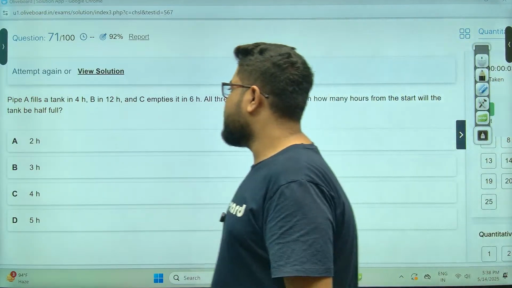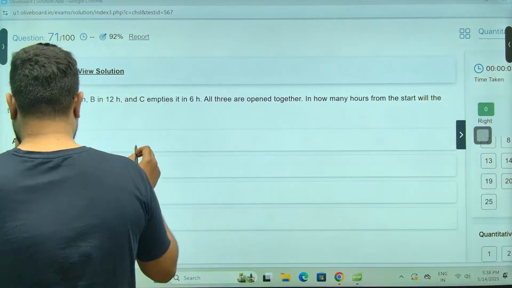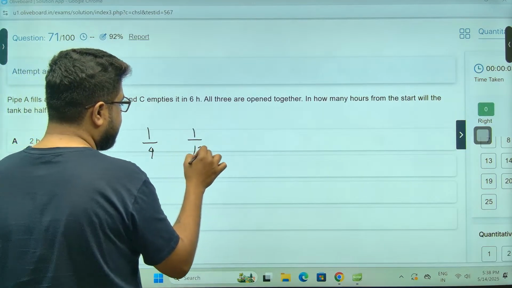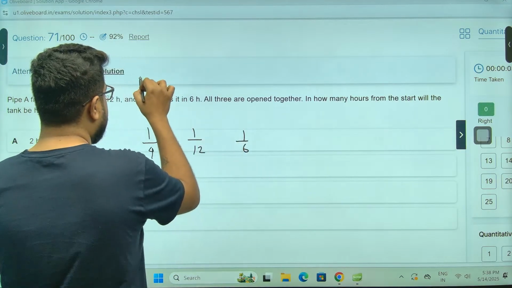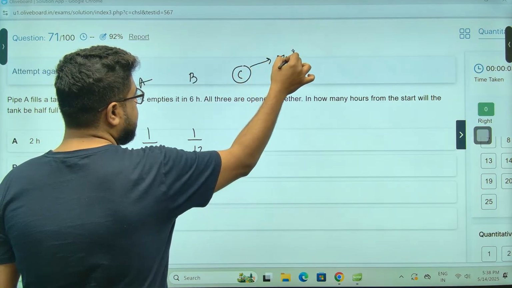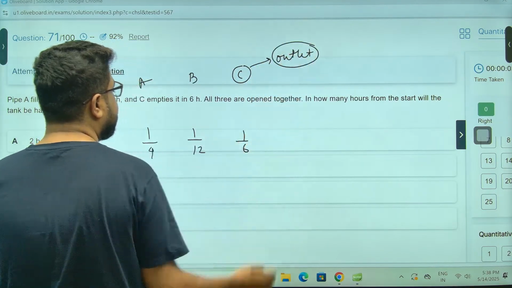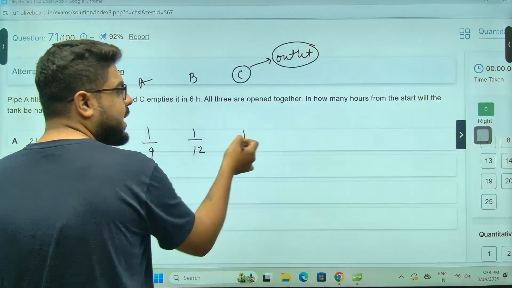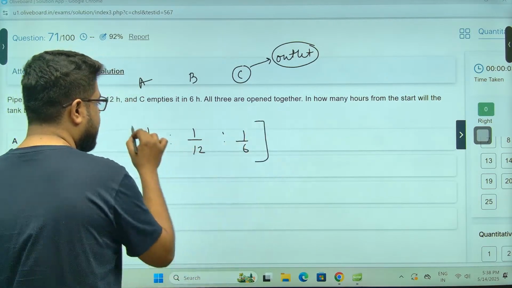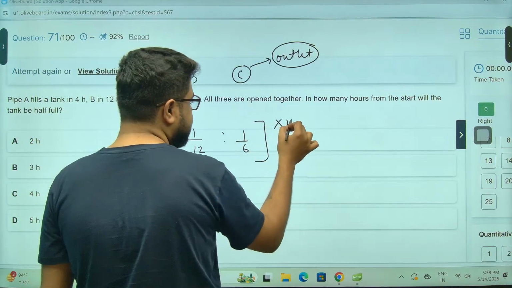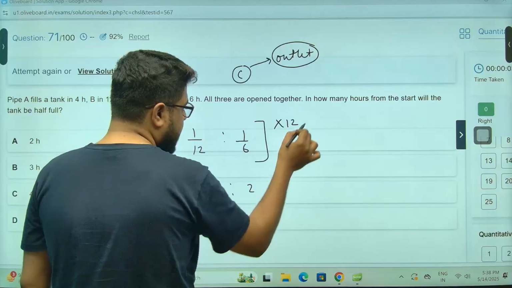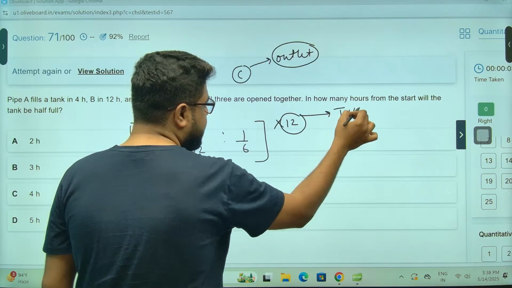Pipe A 4, B 12, C 6. Right, sir? So their efficiency ratio is 1 by 4, 1 by 12, 1 by 6 for A, B, C. So this is the outlet. Remember, it is emptying, so you can take a negative as well. Multiply this by 12, because 12 is the LCM. So this is 3, this is 1, this is 2. And this LCM becomes the total volume, sir.